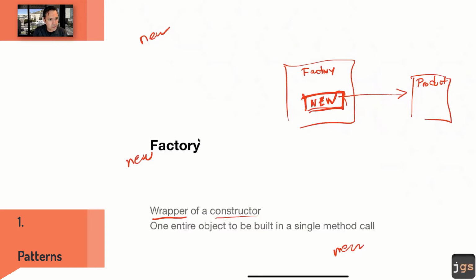Help me. Why, instead of having this freedom of doing new wherever I want, is there this pattern, this solution that is telling me to centralize, to put one and only one place in which the new could happen? Why is that a good idea, or is it not? Number one, yeah, you are hiding the constructor. You are wrapping the constructor. Yes. Why is that good?